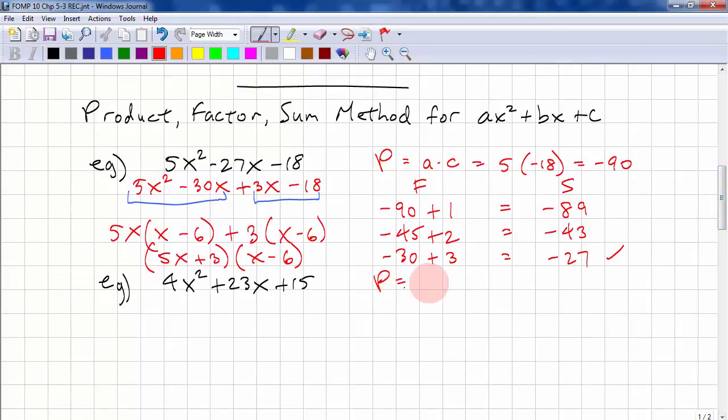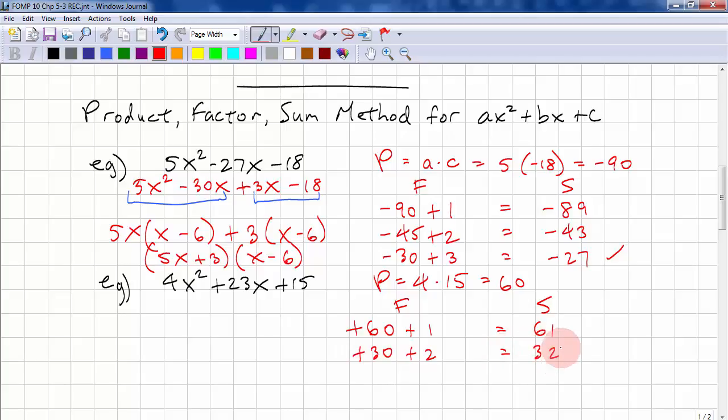Okay, the product here, 4 times 15, equals 60. The factors, this is positive, so we're just looking at positive terms. 60 and 1, and the sum is 61. It increases to 2, we get 30, that's 32. It increases to 3, and we get 20, and that's 23, and that's good.